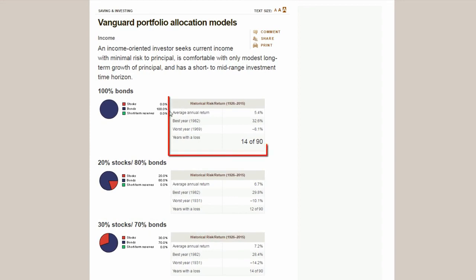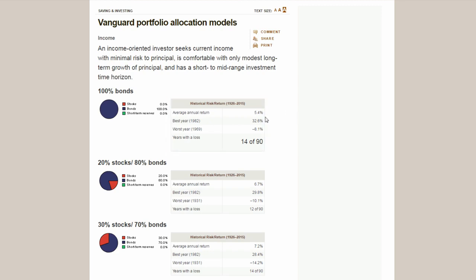You can see a return of about 5.4%, and the best year was in 1982, 32% on bonds. Wow, that was something. And then the worst year, 1969, down 8.1%. And then years with a loss, as we go through, you'll see how this changes. 14 years, there was a loss, if you had a portfolio where you only invested in bonds, you didn't invest in stocks at all or any other instrument, just in bonds.